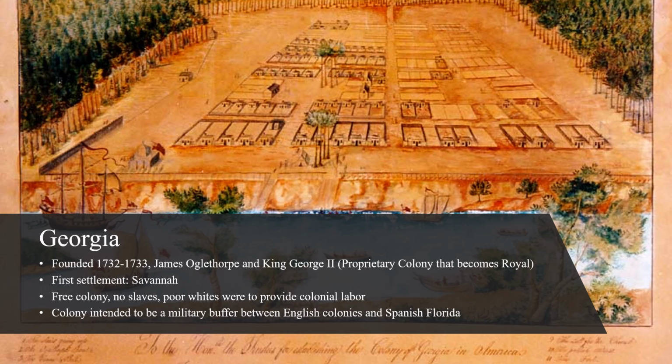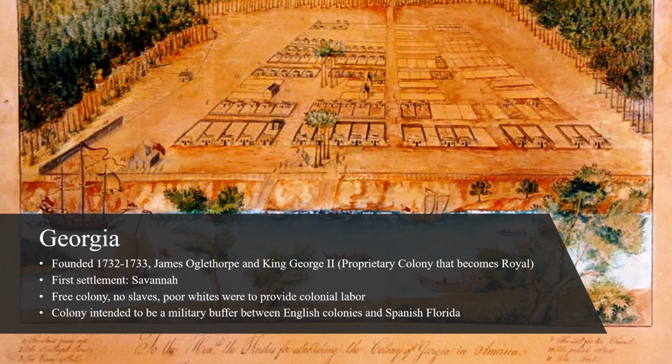Now we'll discuss Georgia, the last of the English colonies founded in what would become the United States, the last of the 13 colonies. It was founded from 1732 to 1733 by James Oglethorpe under the orders of King George II. It's technically a proprietary colony, but in many ways it's functioning a lot more like a royal colony, even from its start. And it officially becomes a royal colony in 1751. Its first settlement was Savannah, which you can see on this slide.